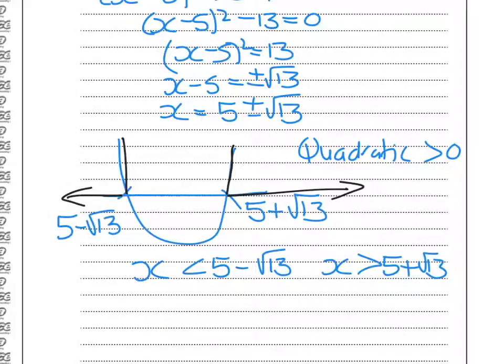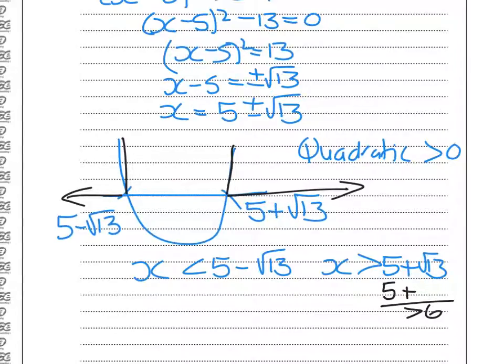Now this is a practical question. It was set in context. So we need to give some thought now to our answers. This is 5 plus root 13. Square root of 9 is 3. Square root of 16 is 4. So that's 5 plus a number that is between 3 and 4. That's actually going to be greater than 6.